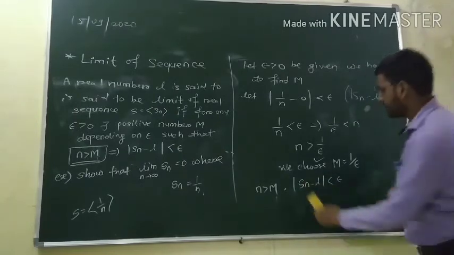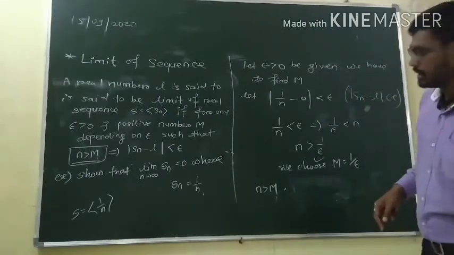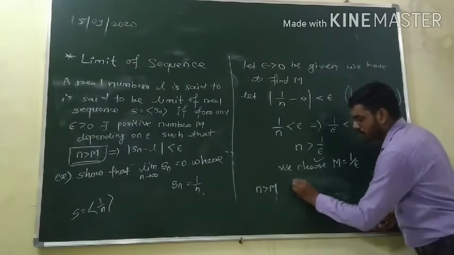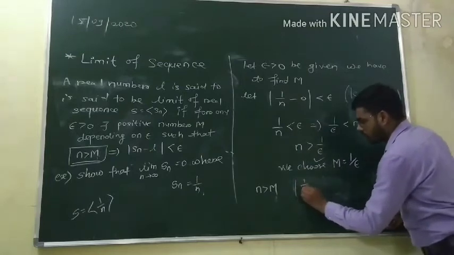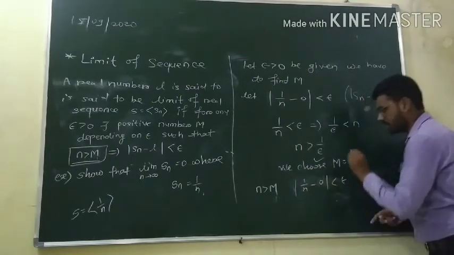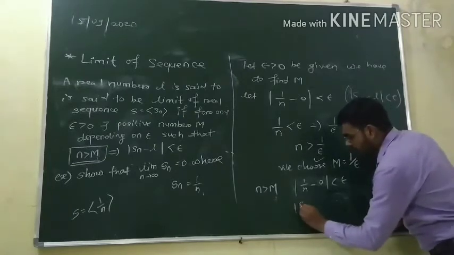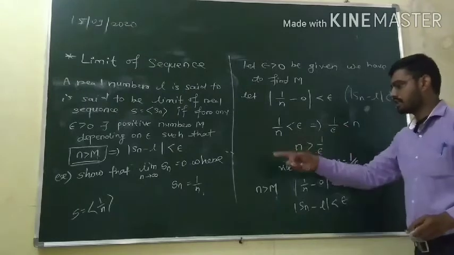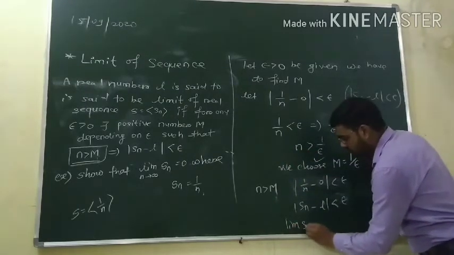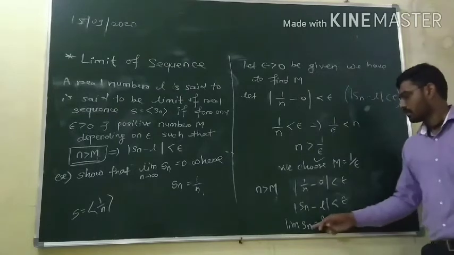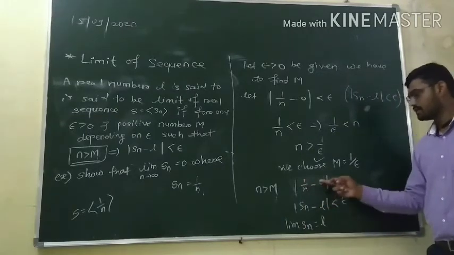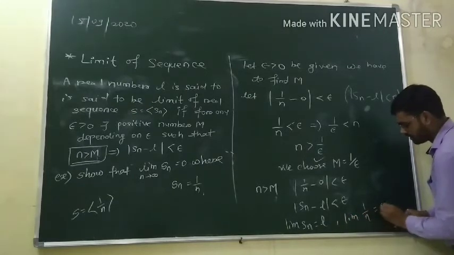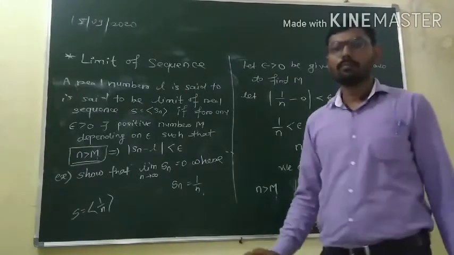Here we get Sn is 1 by n and the limit is 0. So whenever n is greater than m, which is nothing but 1 by epsilon, the difference between 1 by n minus 0 is less than epsilon. That is, the difference between the sequence and the limit is less than epsilon. So by definition, the limit of the sequence Sn is equal to L, where Sn is 1 by n and L is 0. That is, the limit of the sequence 1 by n is 0. This is the proof. Okay.